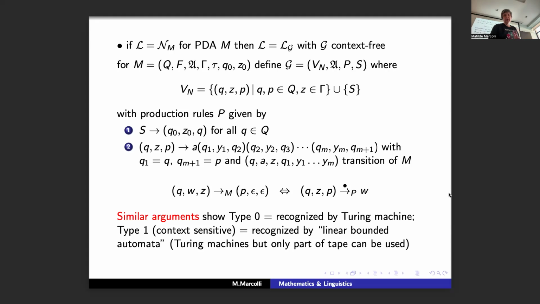Now I'm going to just discuss quickly the case of the remaining types. I haven't very carefully defined what I mean by type 0, and I'm going to do it now more precisely. And for the context-sensitive one, I have sort of described what kind of production rules they have.